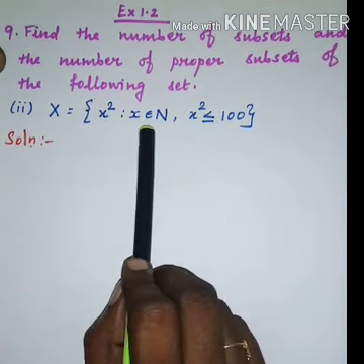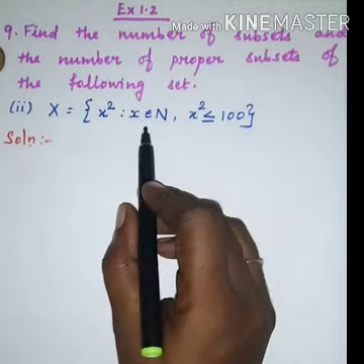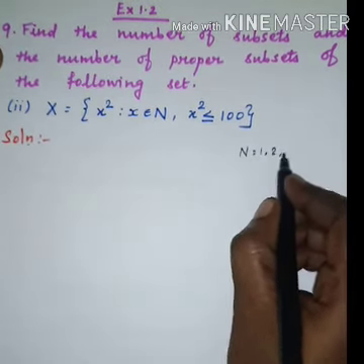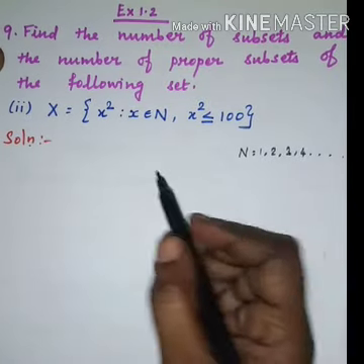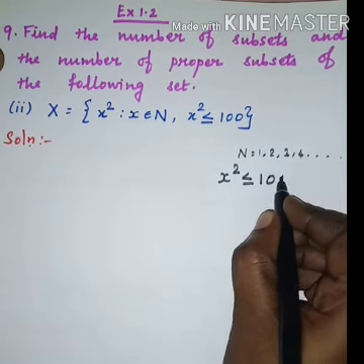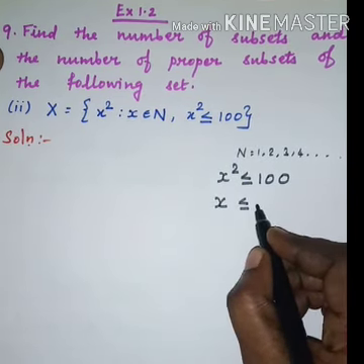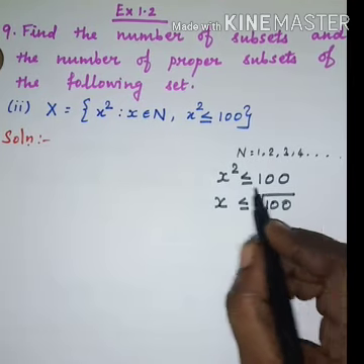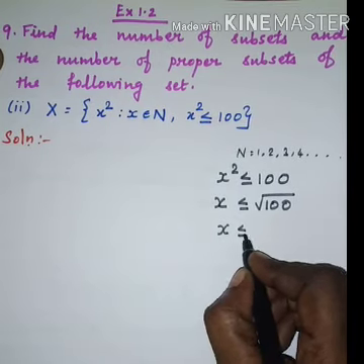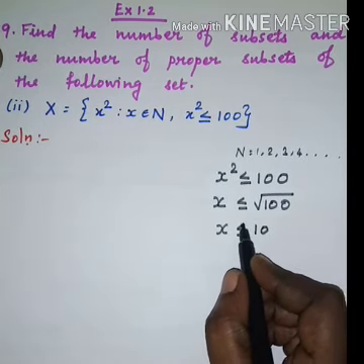For that, the condition is given as x square is less than or equal to 100. So x belongs to natural numbers. Natural numbers start from 1, 2, 3, 4, etc. Now here the condition is given as x square is less than or equal to 100. So we have to find x first. Taking x, we have to take the square root of 100. Square goes to this side means you have to take the square root. So x is less than or equal to root of 100, which is 10.